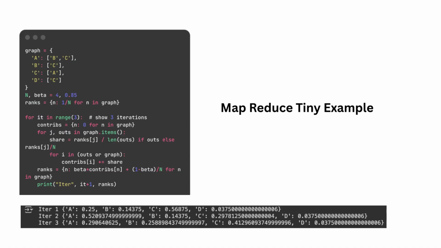Here's a tiny 4-node graph. A links to B and C. B links to C. C links to A. And D links to C. We initialize ranks equally, then run a few iterations.